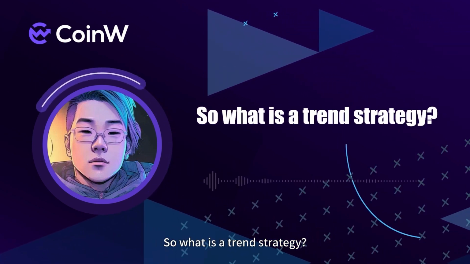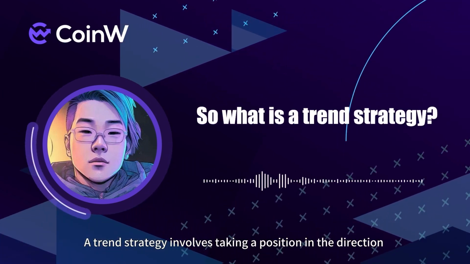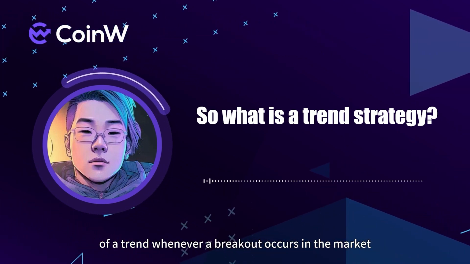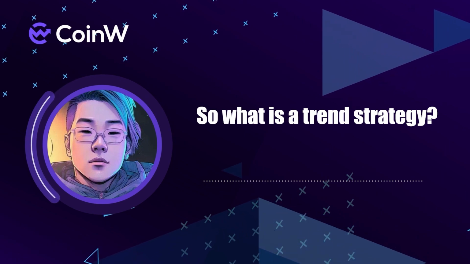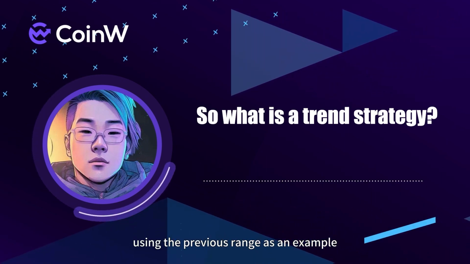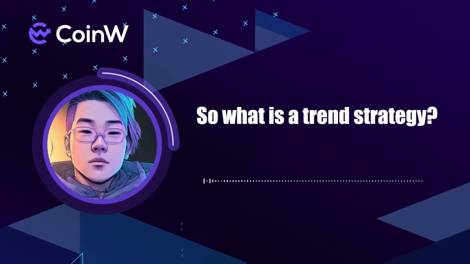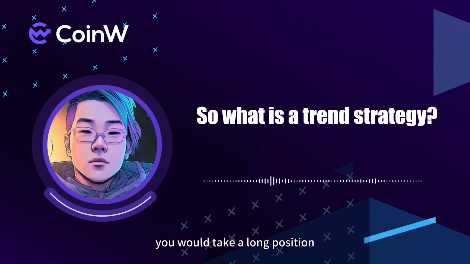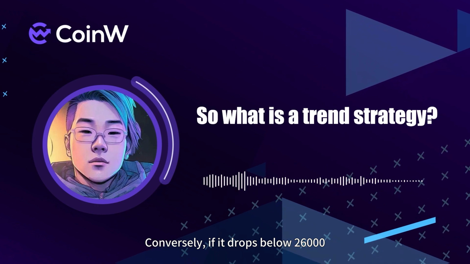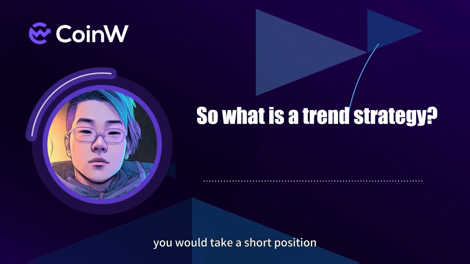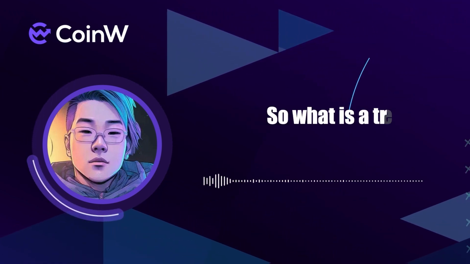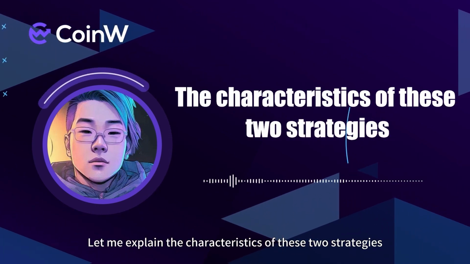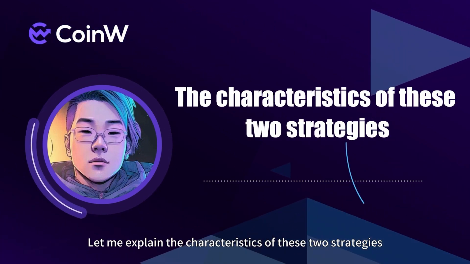So what is a trend strategy? A trend strategy involves taking a position in the direction of a trend whenever a breakout occurs in the market. For example, using the previous range as an example, if the price breaks above 28,000, you would take a long position. Conversely, if it drops below 26,000, you would take a short position. This is what we call a trend strategy. Let me explain the characteristics of these two strategies.